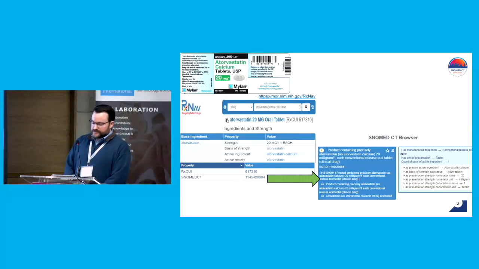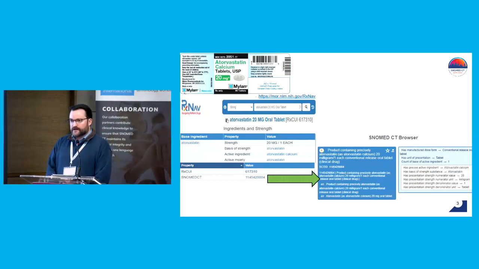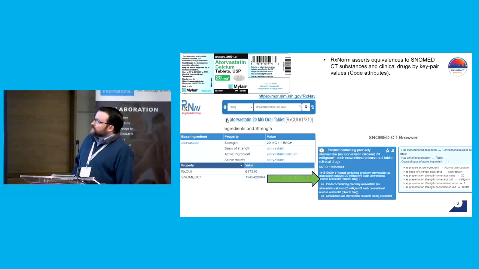So this slide is a little busy, though it describes a little bit of previous work where we analyzed the SNOMED model and the RxNav model. We expected them both to be interoperable, and we came to that conclusion. Now we have to compare the instances. So RxNorm asserts equivalences by key pair values, as you can see here on our RxNav browser.